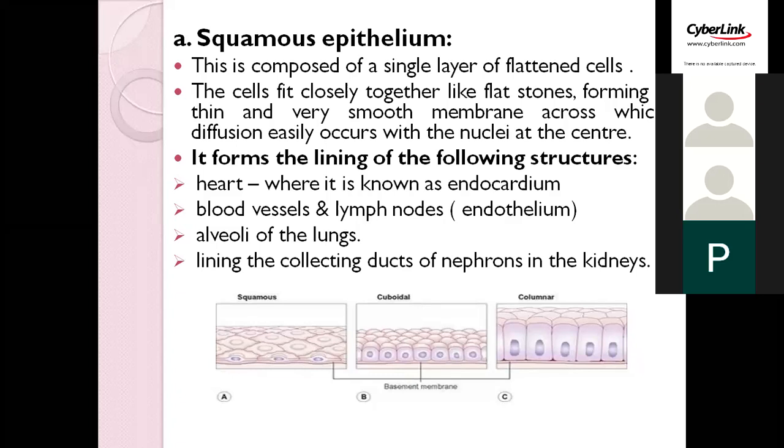Then the alveoli of the lung. Alveoli are air sacs in our lungs, like pouches, inside our lungs. With their help, we breathe in oxygen and breathe out carbon dioxide. Then the lining of the collecting ducts of the nephrons. Nephrons are important functional units of the kidneys where all the filtration work happens.